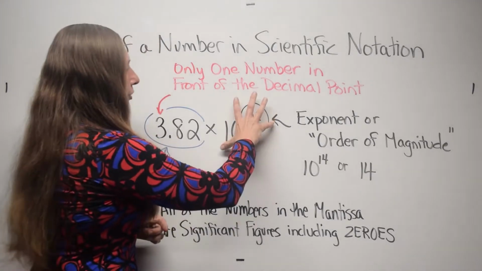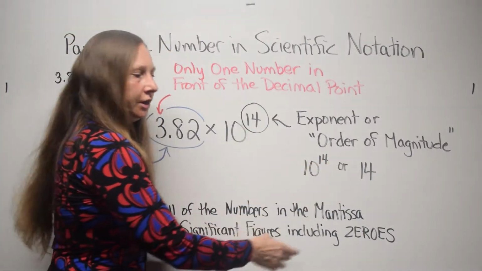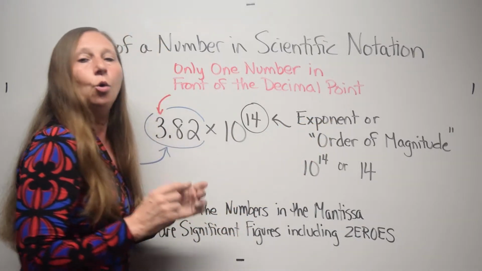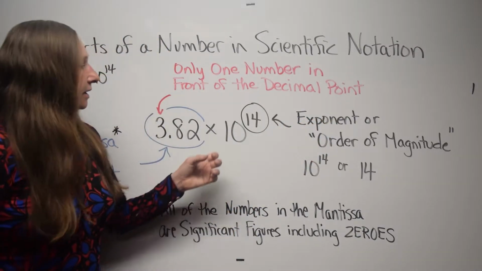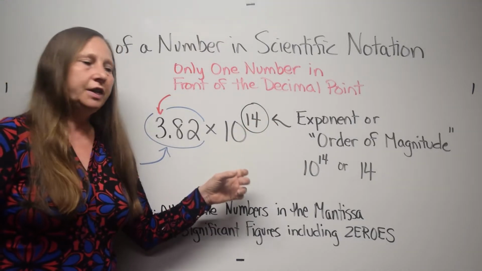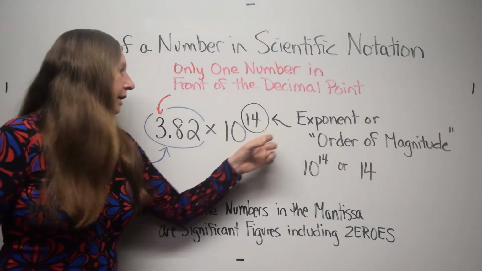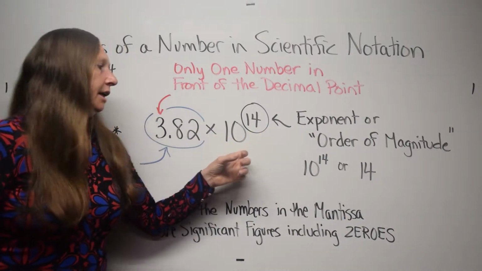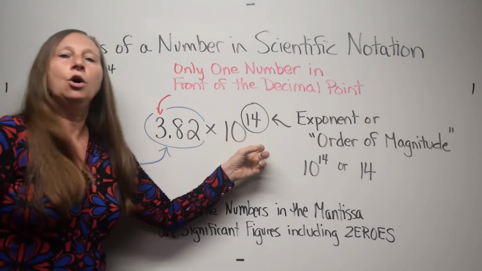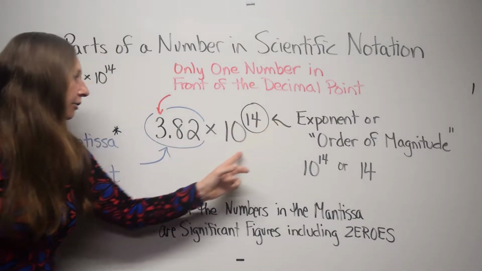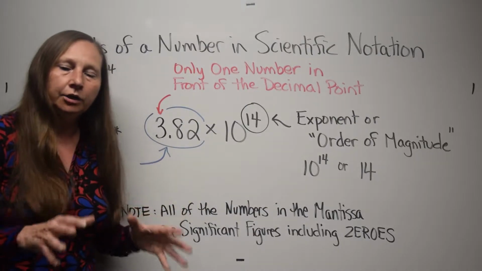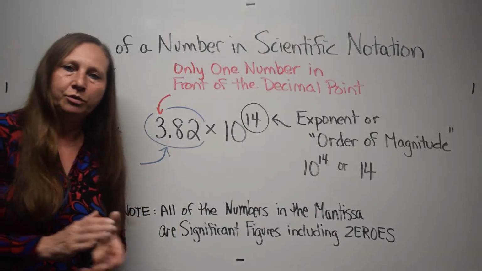Now, this part over here, the 10 to the 14th, or the 14, however you want to look at it, is called the exponent, or the order of magnitude. And this literally means 10 raised to the 14th power. For example, if this was 10 to the 2nd power, it would be times 100. If this were 10 to the 3rd power, it would mean the mantissa times 1,000. This is literally some multiplication going on. That is the literal meaning of this scientific notation.